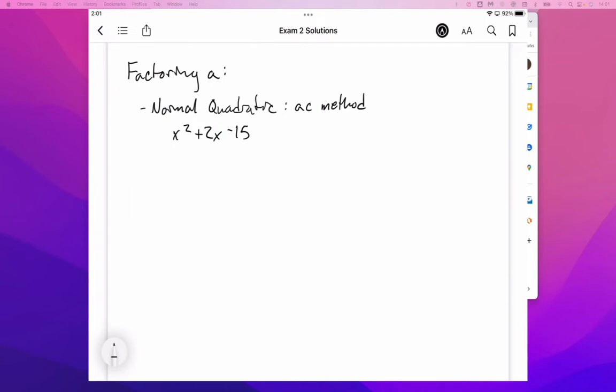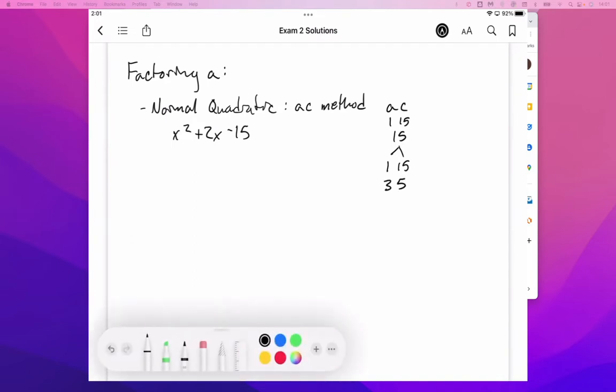So we've got A times C, which in this case is 1 times 15, which makes 15. So factors of 15 are 1 and 15, and 3 and 5. We need to look for a pair that when we add them or subtract them, we get our middle term, which is 2. And so it looks like 3 and 5 will do that for us. We could have a positive 5 and a negative 3.